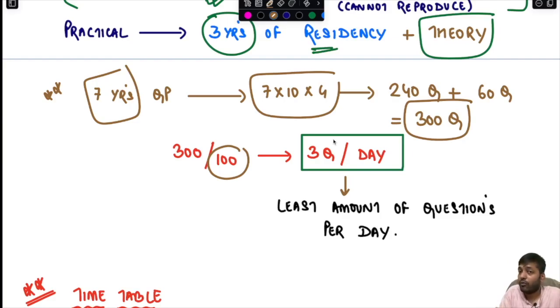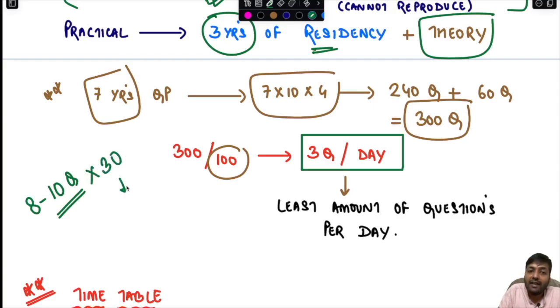This is the least amount of questions. Ideally, you have to do at least 10 questions per day. At least 8 to 10 questions you should do per day. So if you are doing 8 to 10 questions per day, then within 30 days, you can cover 300 questions.